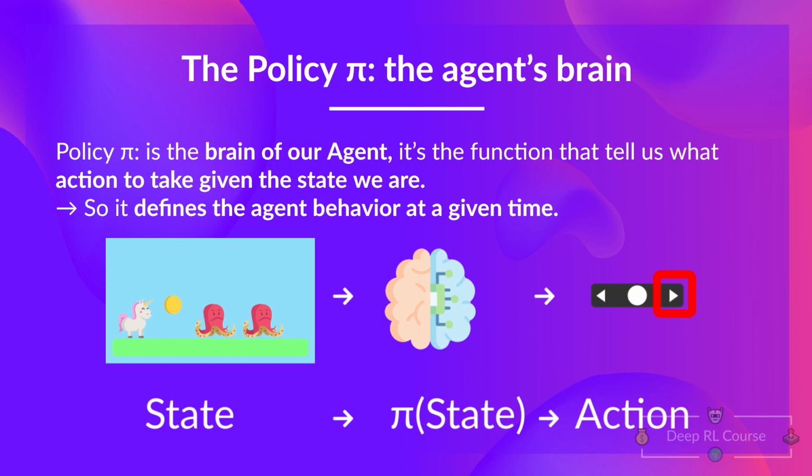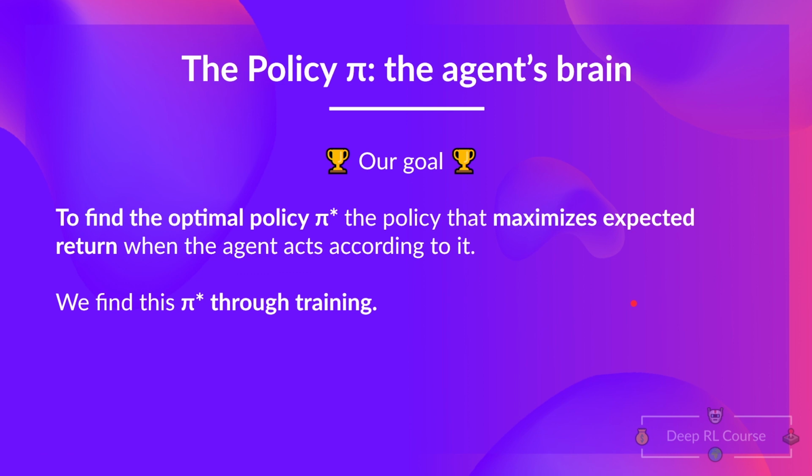Think of the policy as the brain of our agent, the function that will tell us what action to take given a state. It's what we see in this example. We give a state to our policy and it outputs an action. This policy is a function we want to learn, and our goal is to find the optimal policy. It means the policy that maximizes the expected return when the agent acts according to it. And the question we can ask is, how do we find this optimal policy? In fact, we find this optimal policy through training.